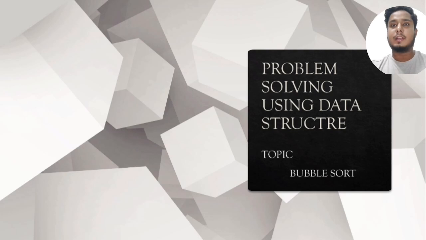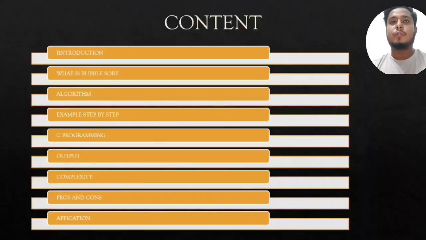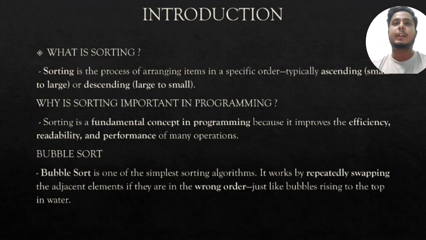So in the first slide we can already see our topic, bubble sort. Let's move on to the next. Here we can see it is about me: my name, my institution, my course, my semester and so on. So here in the context page we can see all the topics which I am going to cover today. So let us start with the introduction.